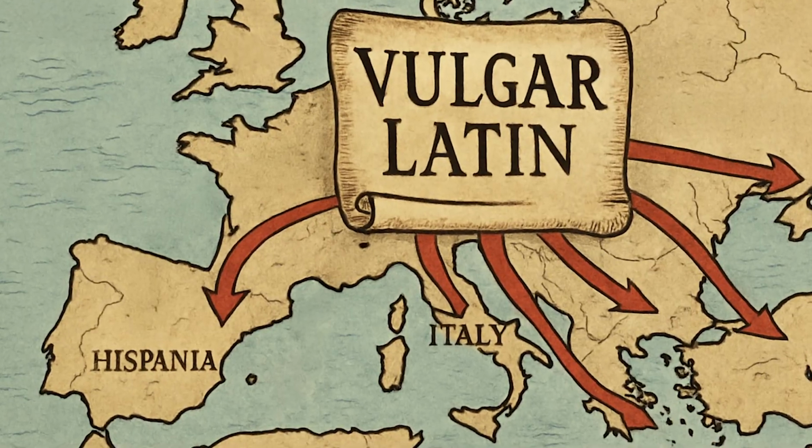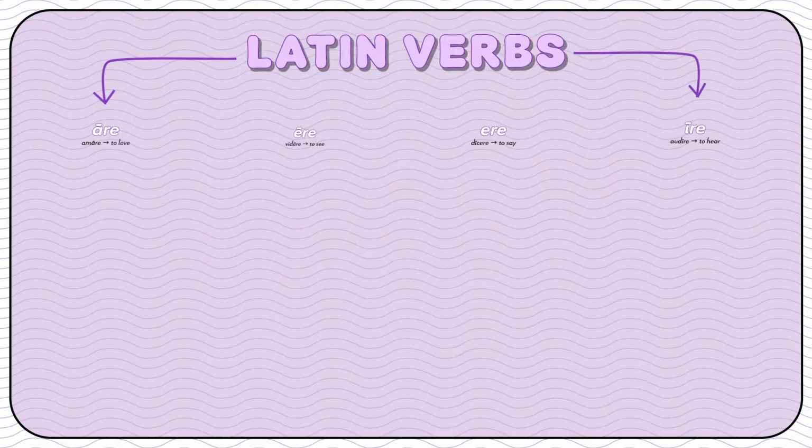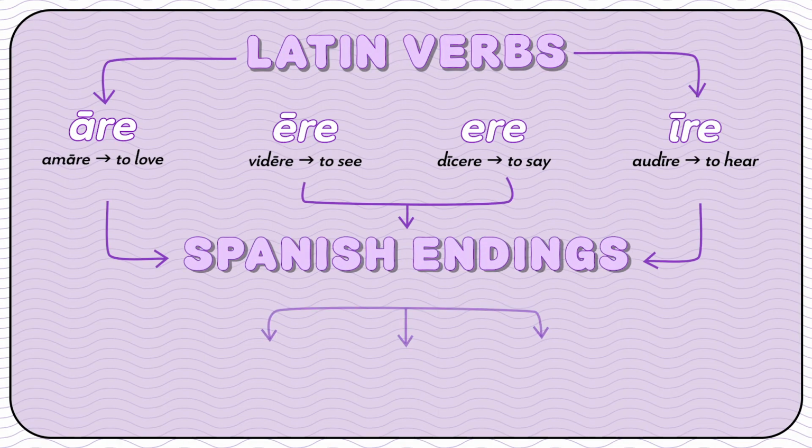We need to go back to the collapse of the Roman Empire. When Vulgar Latin spread across different areas in Europe, there's no clear timeline when Vulgar Latin became Spanish, but we do know that endings in Latin were broken down and separated into three main blocks: AR, ER, and IR ending verbs. So what is a verb ending?